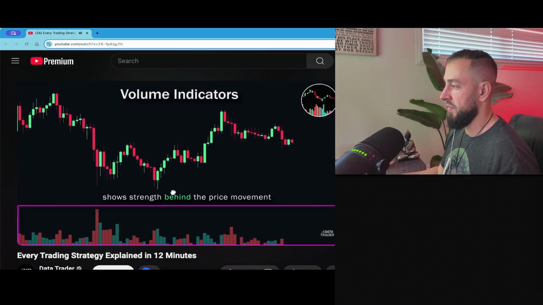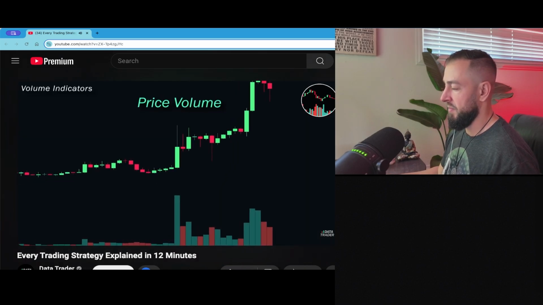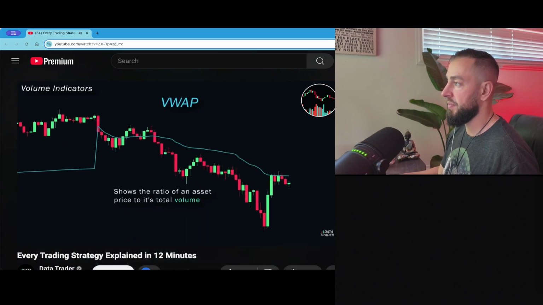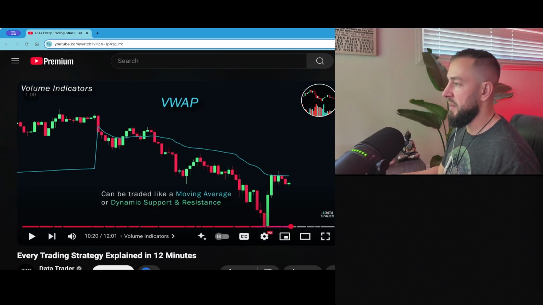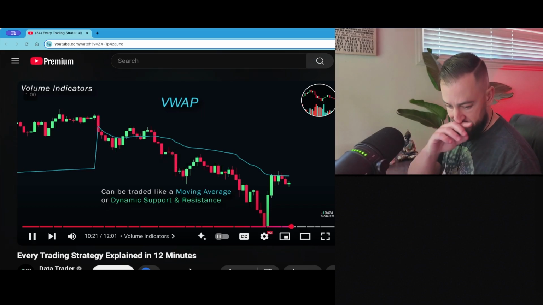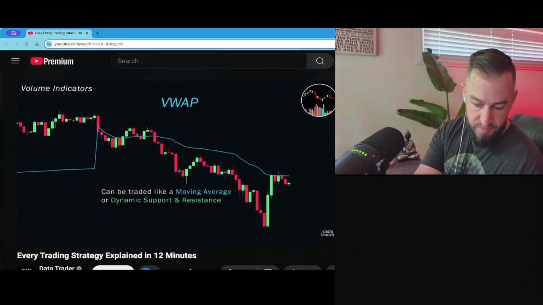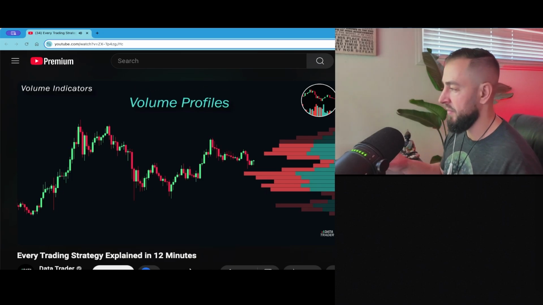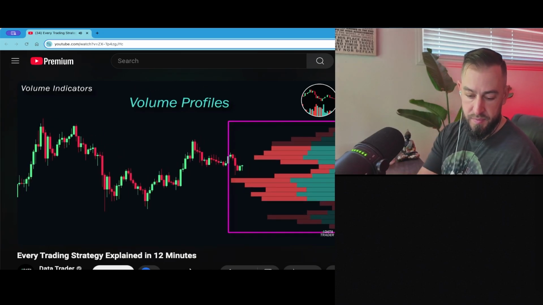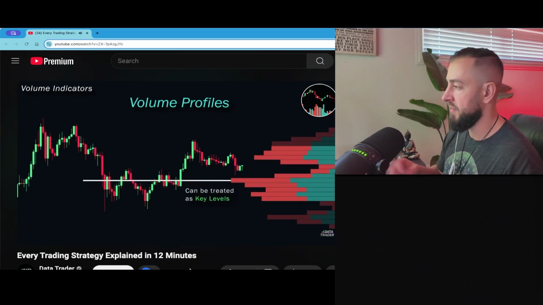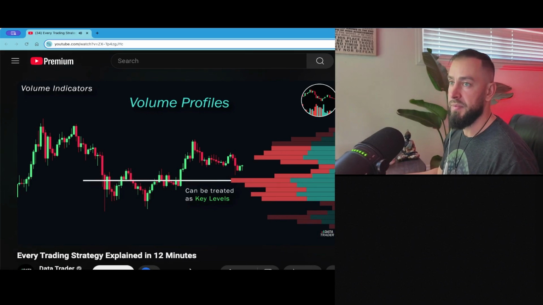Notable volume indicators include price volume, which displays the volume for each candle. The longer the bar, the higher the volume. Volume weighted average price, which shows the ratio of an asset's price to its total volume. Basically, almost identical to a moving average. It can be traded like a moving average or as a dynamic support and resistance. Volume profiles display a volume bar horizontally, which can be treated as key levels for potential entry positions.